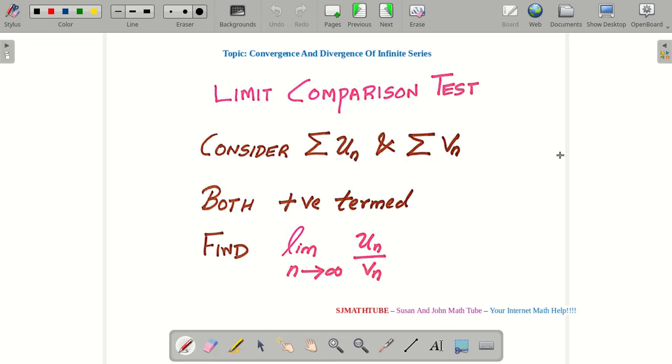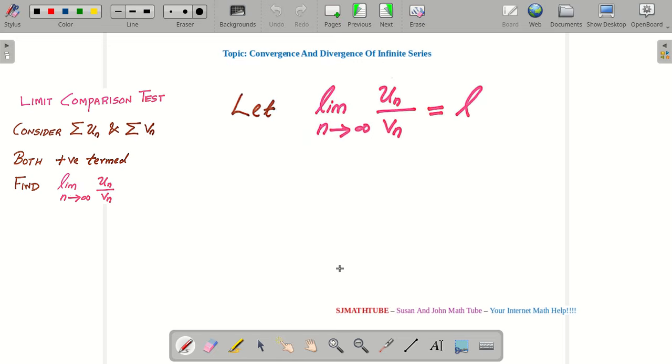Now what you do is, you have to find this limit. In your high school, you learned how to evaluate simple limits, and that's more than enough. So we have two positive termed series, sigma un and sigma vn. Then we find the general terms un and vn, take the ratio and find the limit as n tends to infinity. And suppose the value of the limit is L.